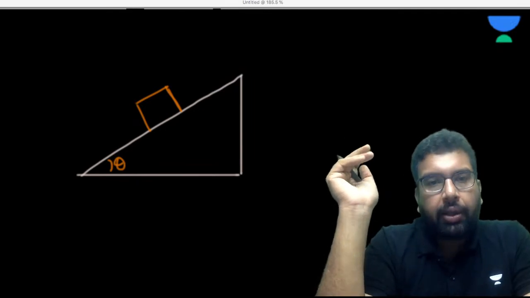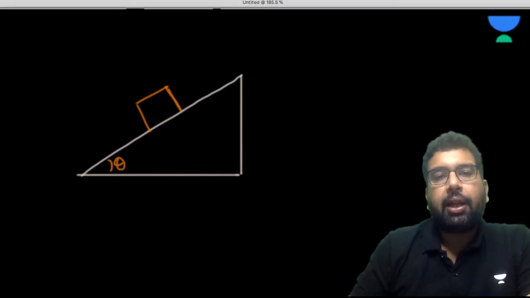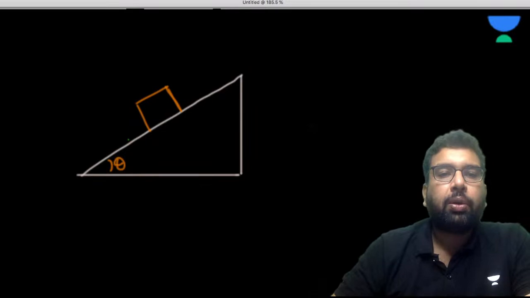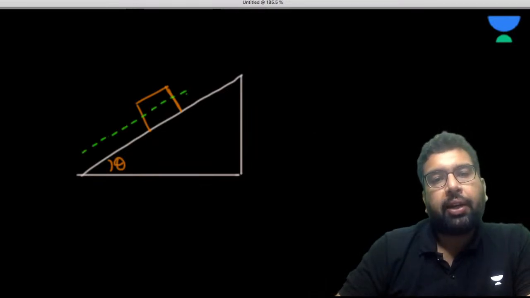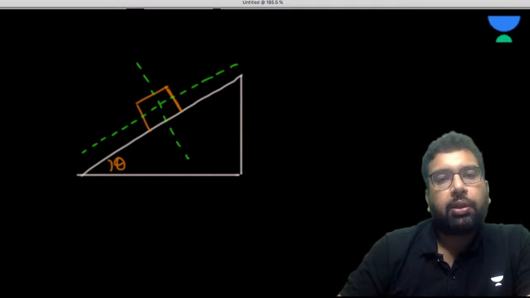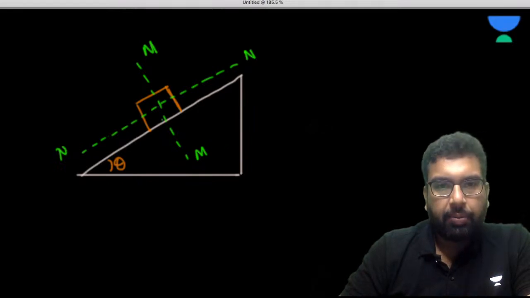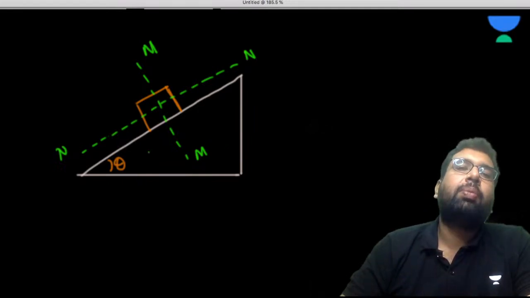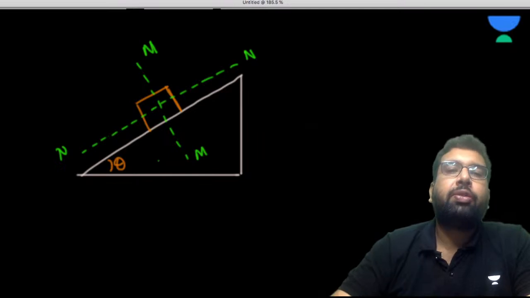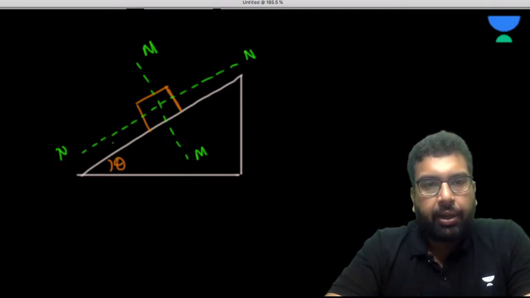Okay. Now, can you tell me what is going to be the force? Force is a vector, right? Let's suppose this is your n direction, and perpendicular to n, this is your m direction. Understood? Can you get me the component of the weight of this body in the m and n directions? Can you try to do that?